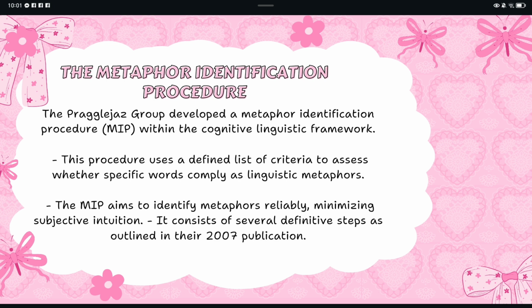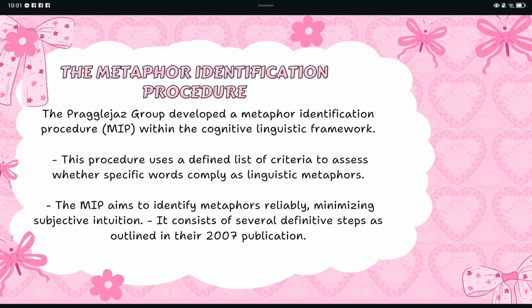These rules are based on the idea that metaphors involve using words in a way that is different from their usual literal meaning. Next is the MIP aims to identify metaphors reliably, minimizing subjective intuition. So the goal of MIP is to identify metaphors in a consistent and reliable way. This means that different people using the MIP should come to the same conclusion about whether a word is a metaphor.